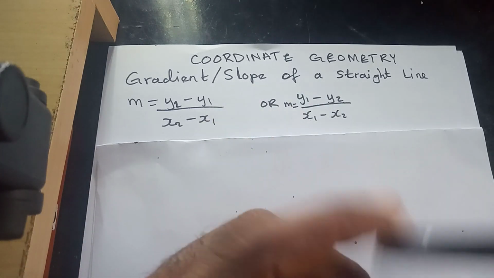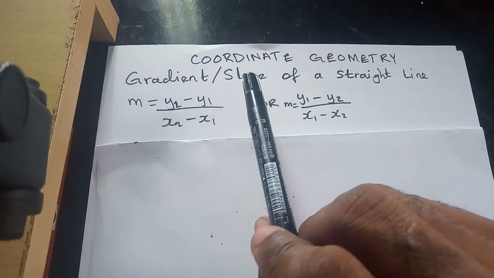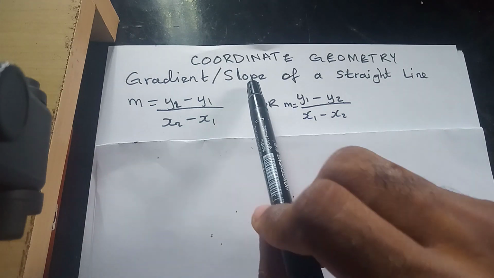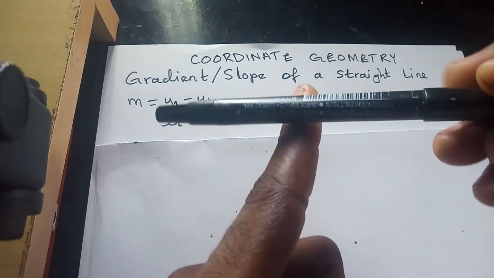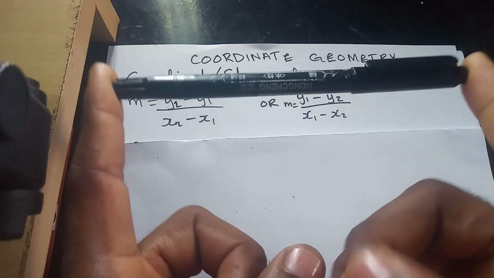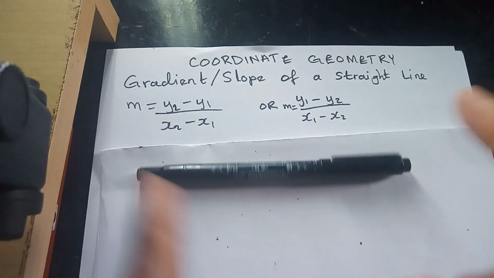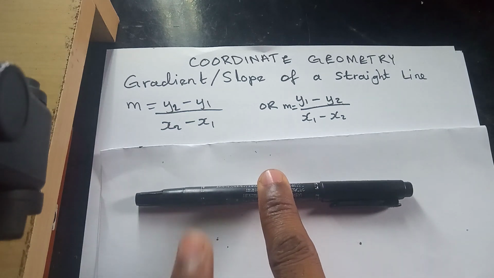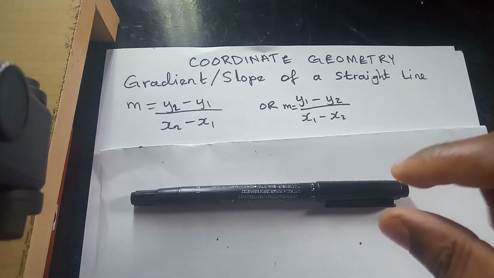So the gradient of a straight line, this is also known as the slope, but we rarely use this word. The gradient of a straight line is simply the steepness of a line. So when you have a line like this, which is parallel to my table here, then the gradient is 0.